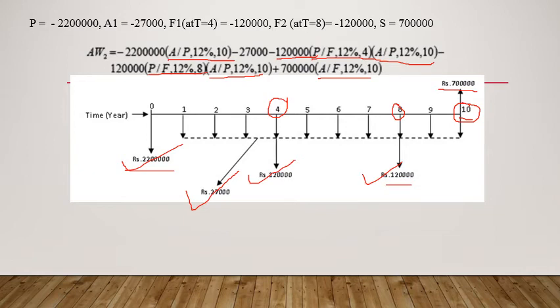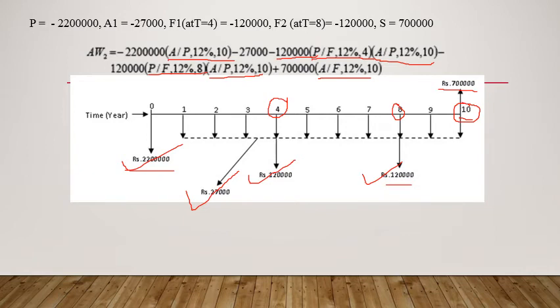So as long as any cash flow is at the end, either at t is equal to 0 or at t is equal to n, I can use the factors A by P comma i comma n or A by F comma i comma n. If it is at t is equal to 0, I use the factor A by P comma i comma n. If it is at t is equal to n, that is at end, I treat it as F and I use the factor A by F comma 12 comma 10 or A by F comma i comma n.